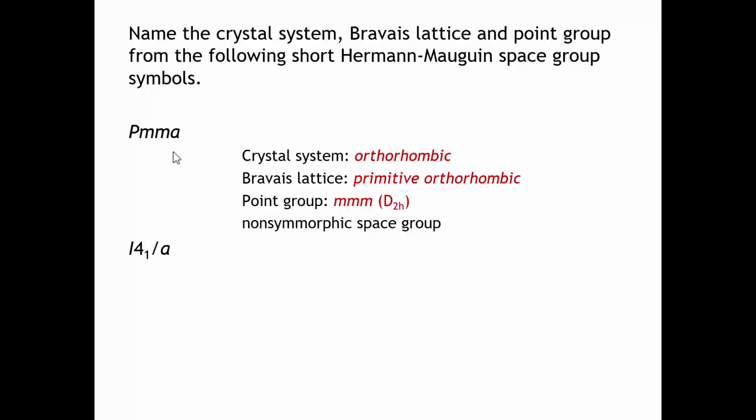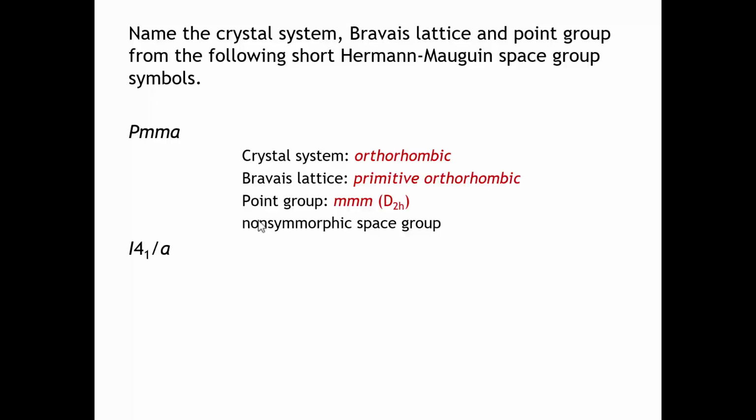The point group is mmm, right? We're going to turn this A glide into an m. And it is a primitive Bravais lattice, primitive orthorhombic, because of the P. And the presence of a glide plane in the name tells us that this is a non-symmorphic space group. Now, the second one, I4 sub 1 over A, what did you get for that?